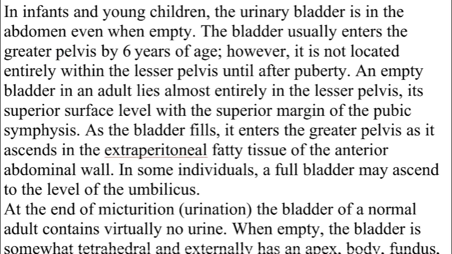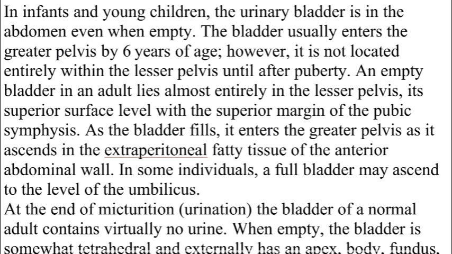As the bladder fills, it enters the greater pelvis as it ascends in the extraperitoneal fatty tissue of the anterior abdominal wall. In some individuals, a full bladder may ascend to the level of the umbilicus. At the end of micturition, what happens? The bladder of a normal adult contains virtually no urine.